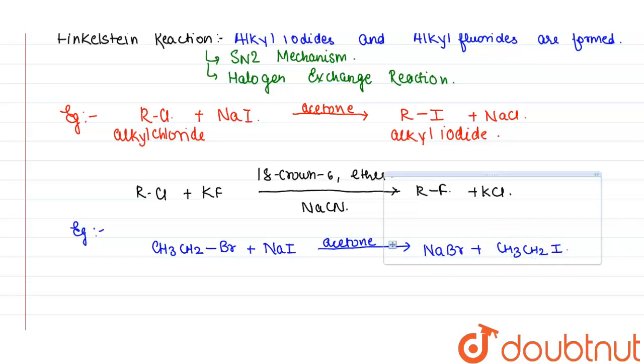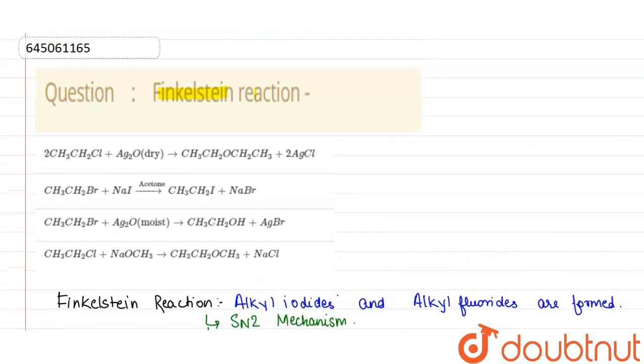Now let's see. In the first reaction you can see ether formation has occurred here. So this is definitely not Finkelstein reaction. Now in the next reaction, ethyl bromide reacts with sodium iodide in the presence of acetone to give ethyl iodide and NaBr. So in this reaction halogen exchange has occurred. So this reaction is Finkelstein reaction.